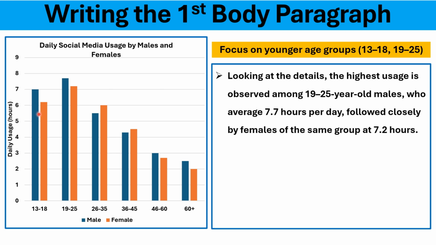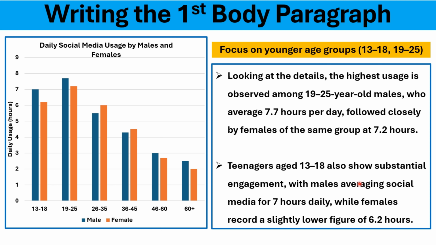We also use different vocabulary to avoid repetition. The next sentence can be, teenagers aged 13 to 18 also show substantial engagement, with males averaging 7 hours daily, while females record a slightly lower figure of 6.2 hours. We use phrases like substantial engagement to avoid repeating high usage and maintain lexical variety. These two sentences describe the youngest and most active users and include clear comparisons between males and females.